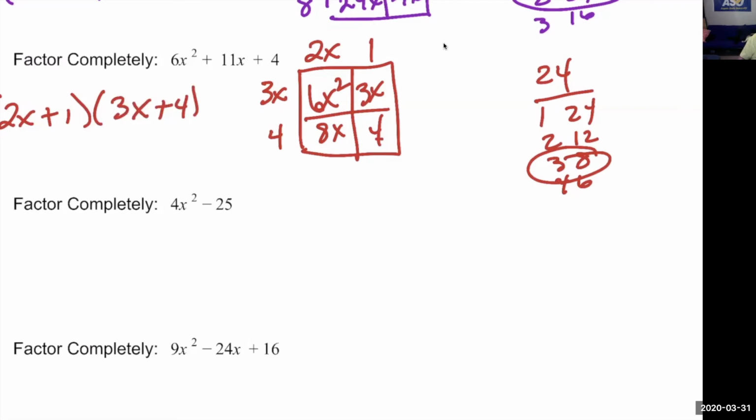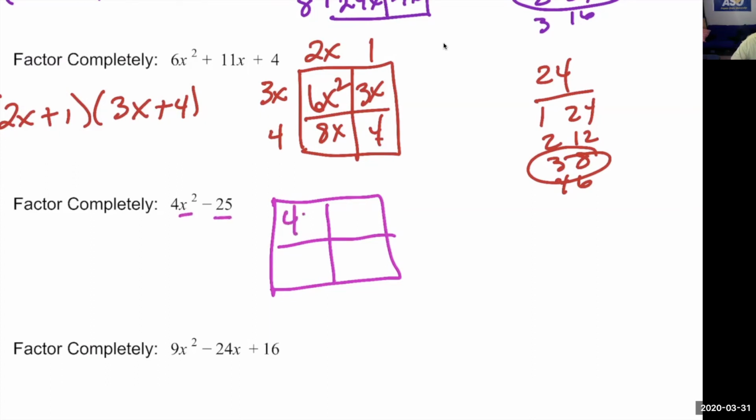The last two are special. They're a little bit different. Hopefully, after you work them out, you start noticing how they're different. You notice that there's no middle term. Notice how it goes from x squared to no x. That means it's skipping a level there.